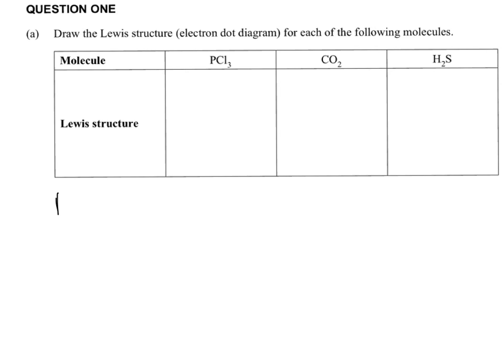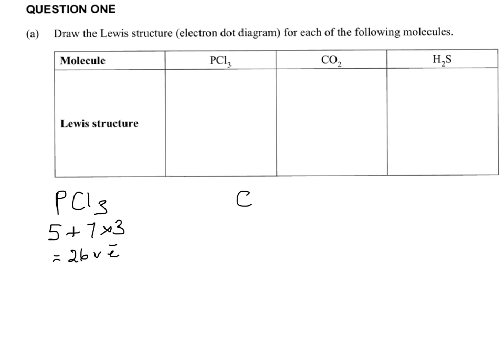So if we start with PCl3, if you look at your periodic table, you can see that phosphorus has 5 valence electrons and chlorine has 7. So it's 7 times 3 plus 5. So we've got 26 valence electrons for phosphorus trichloride.